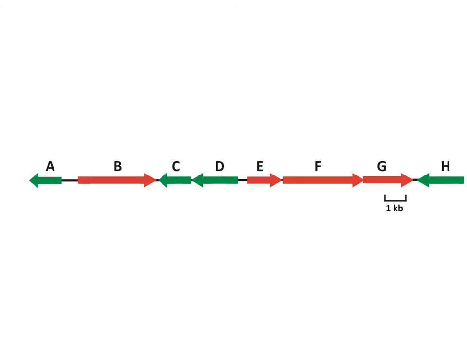So here we have a representation of about 16 kilobases of a genome. This section has 8 genes. As you can see, the arrows go in different directions, indicating that some genes are going to be transcribed from left to right, and some genes are going to be transcribed from right to left.